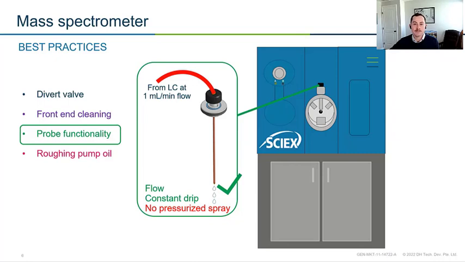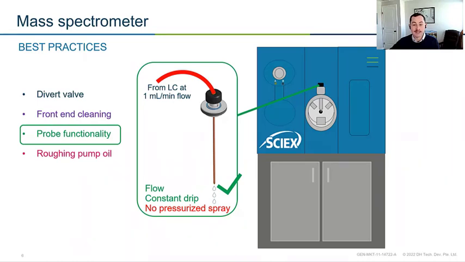We should see a constant drip out of that probe. We shouldn't see a pressurized spray if your instrument's in standby, right? So we'll just see constant dripping, and that tells us that there's no clogs. If we do see a pressurized spray, that's a big hint that there's likely a clog in our probe.